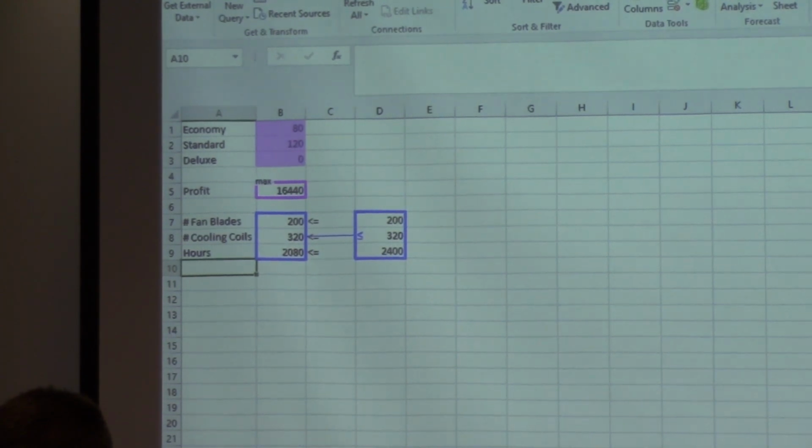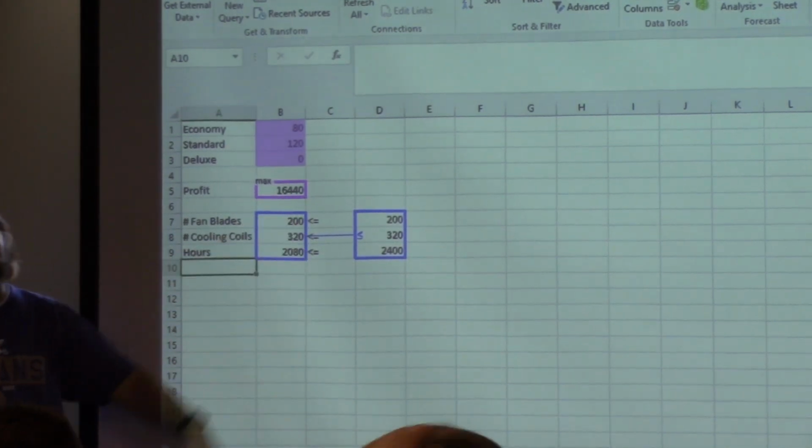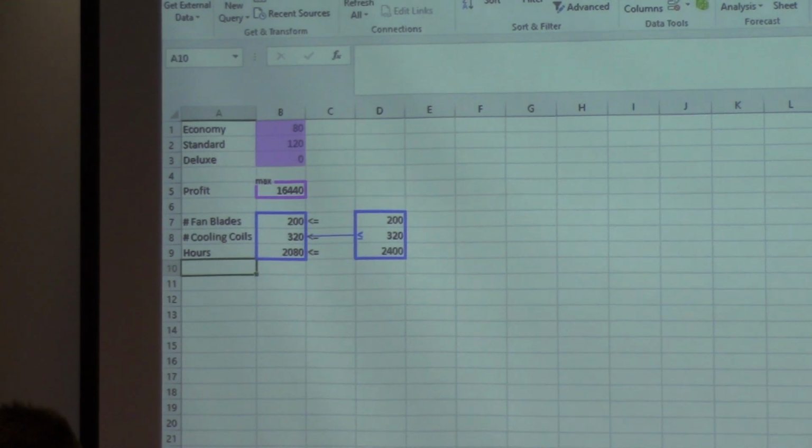So that should have been hopefully pretty straightforward, because this was just building a model like we've done before. There's nothing fancy here. We can see what our max profit is. That's $16,440 right here. And so we get part A from 312. Hopefully pretty straightforward. I hope that was not too difficult for anyone.